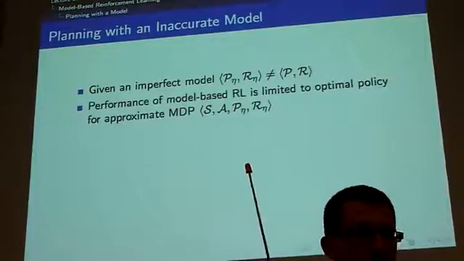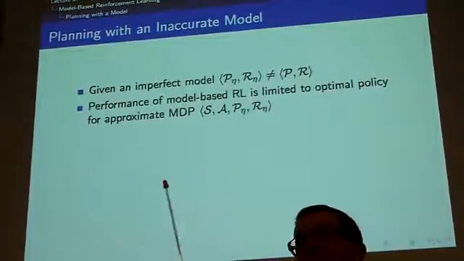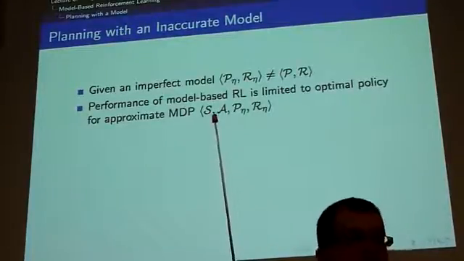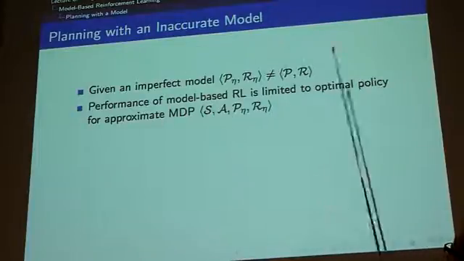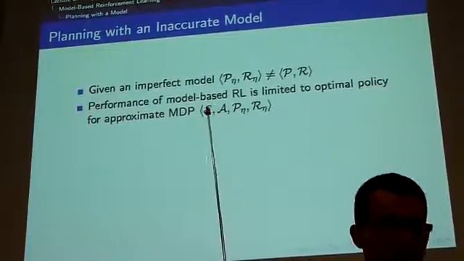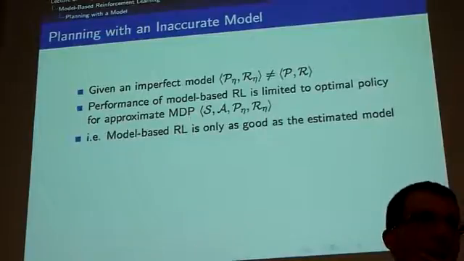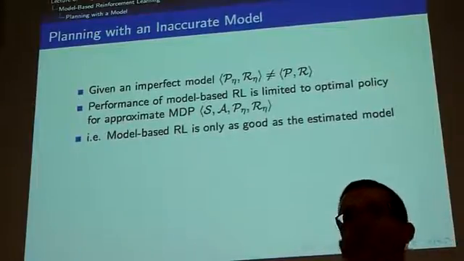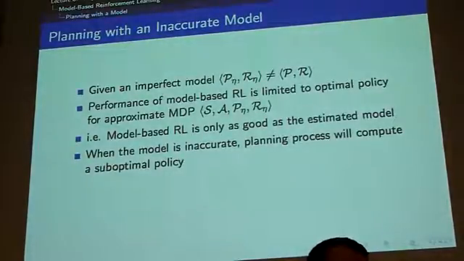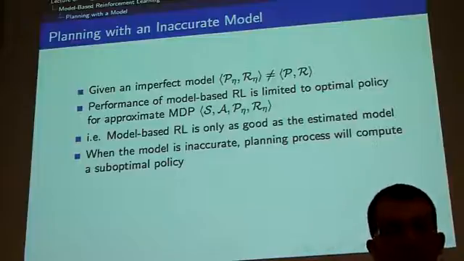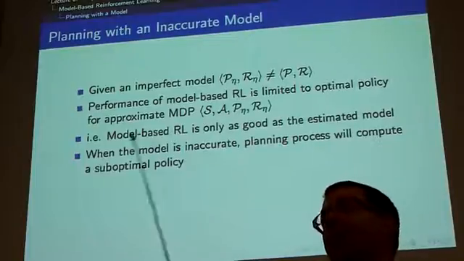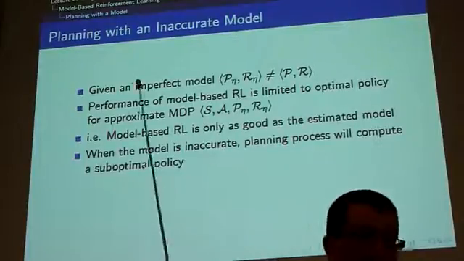So what do we do? In this case, how well can we do? Even if we had the perfect planning method, it could only ever find the optimal policy with respect to our approximate MDP. It's not going to find the true solution to the MDP. In other words, model-based RL is only as good as the model, as you might expect. If the model is inaccurate and we do planning with that inaccurate model, then we'll find some suboptimal policy. This is a very common case, because it's a hard problem and we haven't seen that much experience.